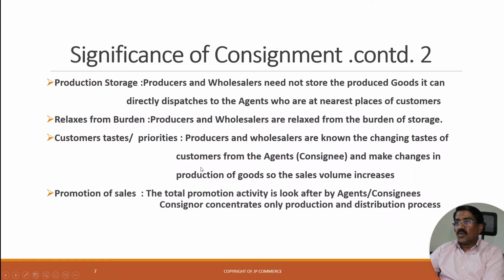So the consignor takes up all the changes which are required in the production process. Promotion of sales. The total promotion activity is looked after by the agents, the consignees, and the consignor concentrates only on the production and distribution process. So the cost of production may decrease and production quantity increases, as he pays more concentration on production instead of on sales.